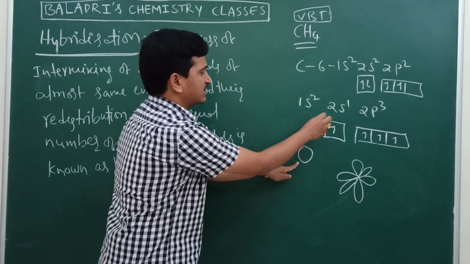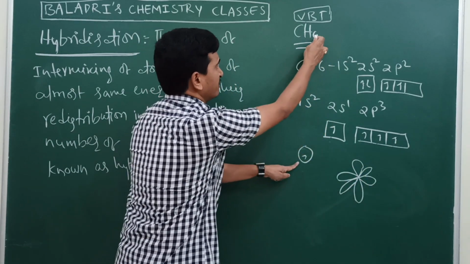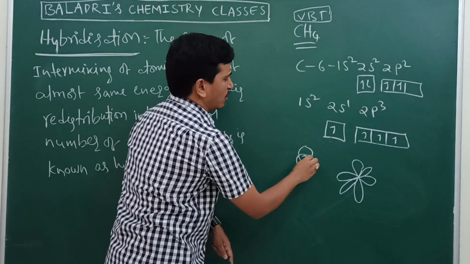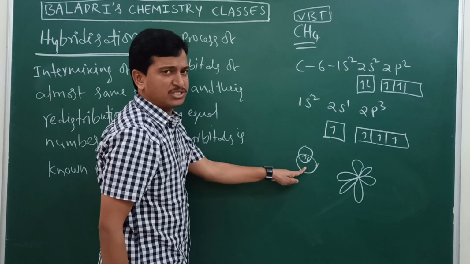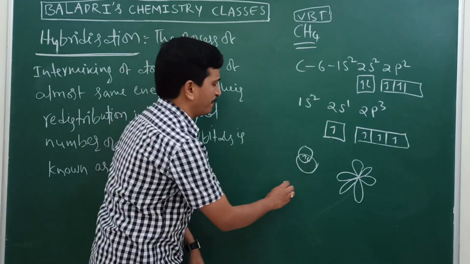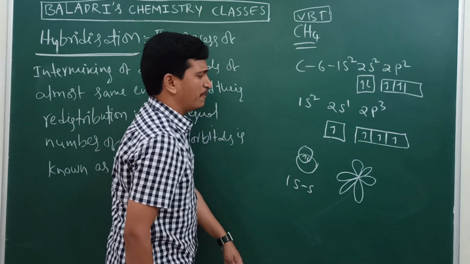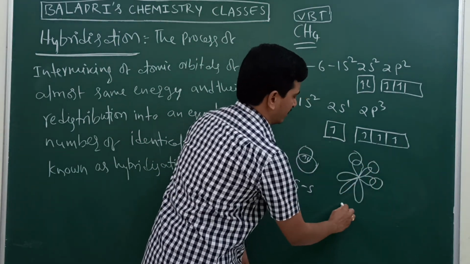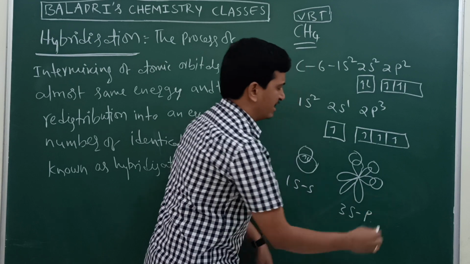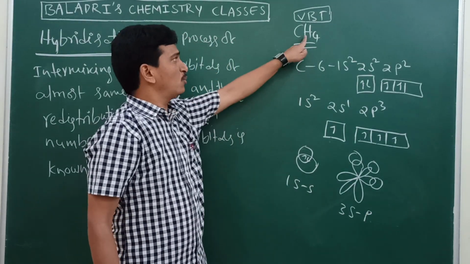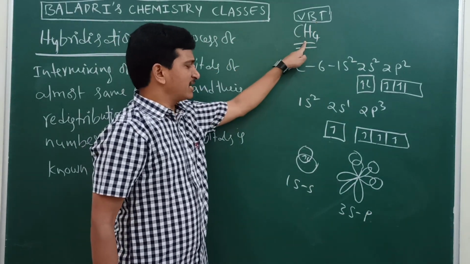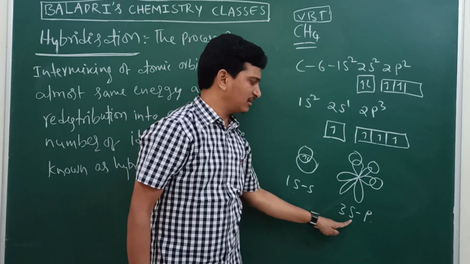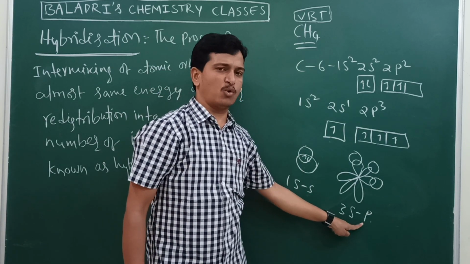Now here the s orbital of carbon is overlapping with hydrogen, where there are 4 hydrogens in total. The s orbital of carbon is overlapping with the s orbital of hydrogen. One bond is formed by ss overlapping. The remaining 3 bonds are formed by what? sp overlapping. So according to valence bond theory, in the methane molecule, 1 bond is formed by ss overlapping and 3 bonds are formed by sp overlapping.